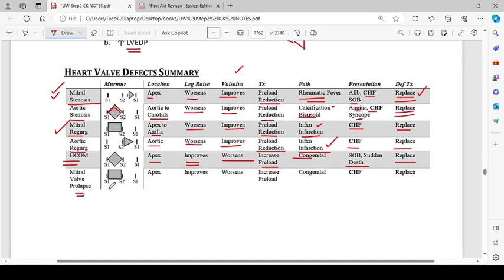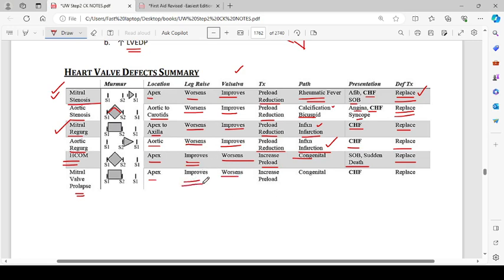Mitral valve prolapse, the murmur is there will be a mid systolic click, and if there is regurgitation, the murmur will again be hollow systolic or pansystolic murmur. It is present at the apex. With the leg raise, this murmur improves, and with Valsalva, this worsens. So it is because of increasing preload.